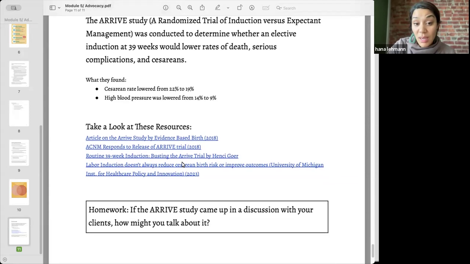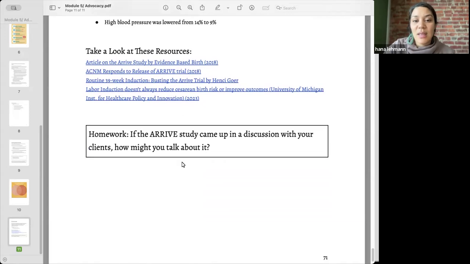So what I want you to look at is this list of resources. I've linked them here. And what ends up happening due to the ARRIVE study is that a lot of medical providers will push an early 39-week induction, even if there are no medical complications taking place.